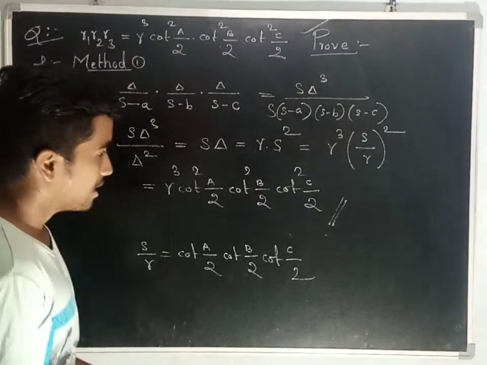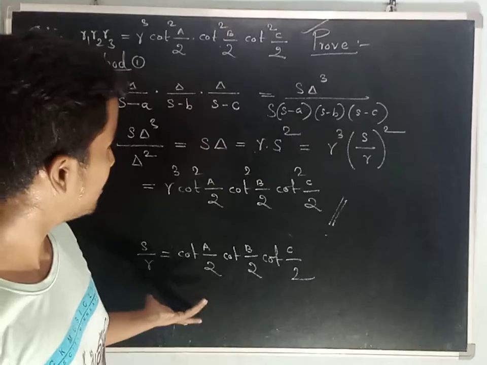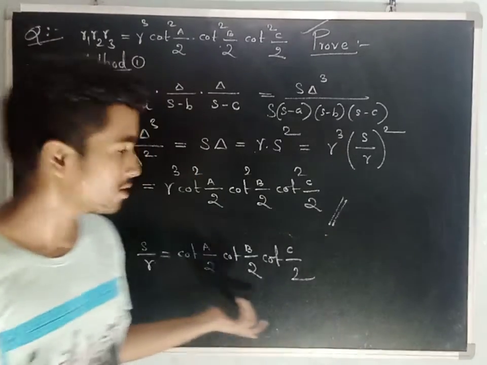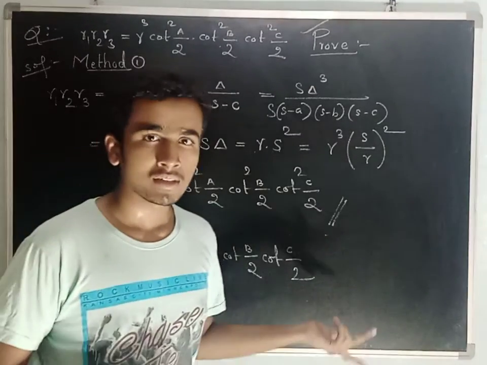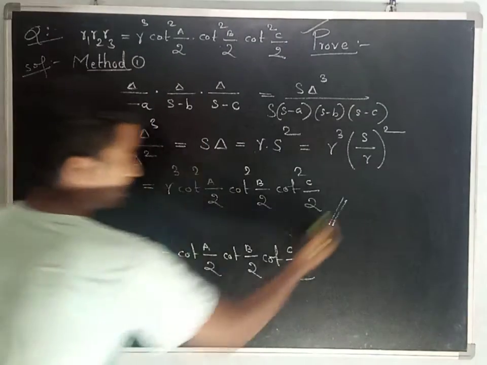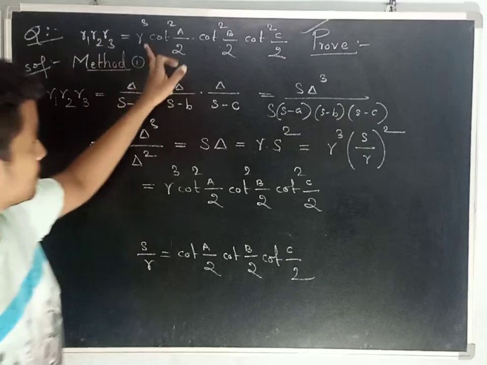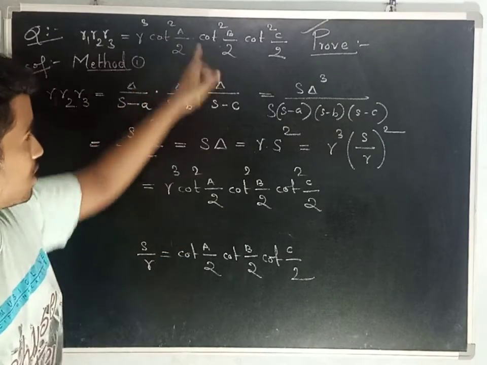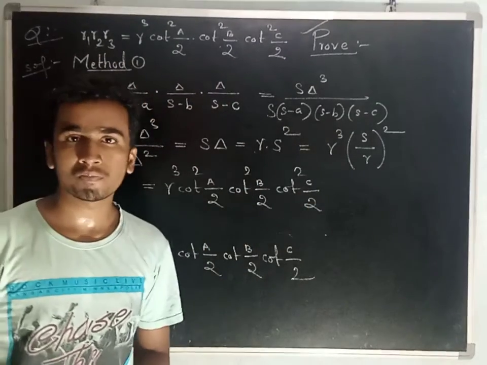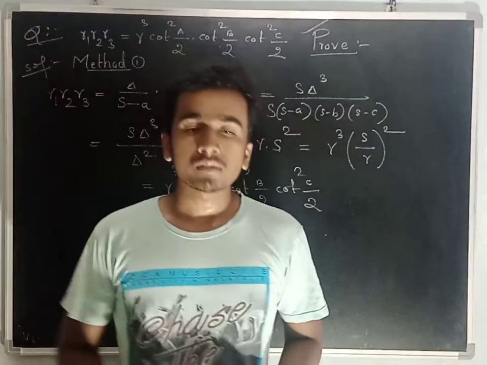Okay. In problem solving, I have been directly applying the principles here, first, because your problem solving methods are important. That's what I am doing here. Finally, I have successfully proved that R1, R2, R3 is nothing but R cube cos square A by 2, cos square B by 2, cos square C by 2. Right? This is our first method.